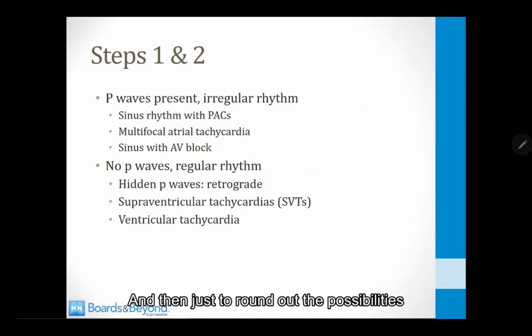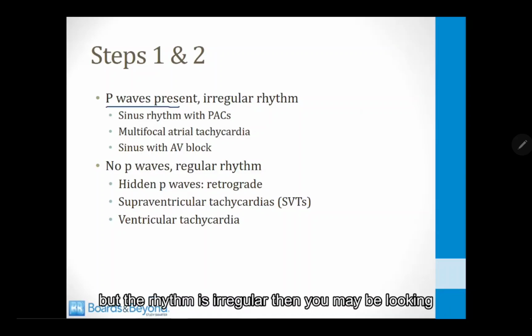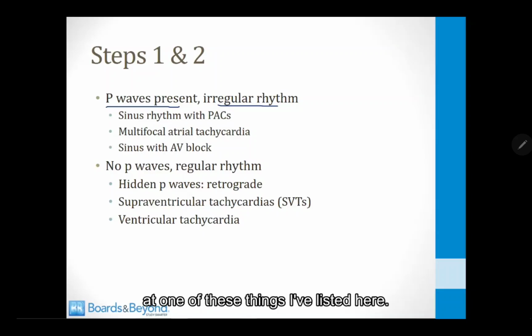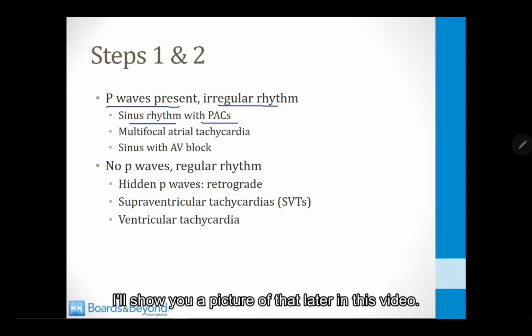And then just to round out the possibilities for steps 1 and 2 of my approach to reading ECGs, if you see P waves present but the rhythm is irregular, then you may be looking at one of these things I've listed here. So sinus rhythm with PACs may cause an irregular rhythm. I'll show you a picture of that later in this video.